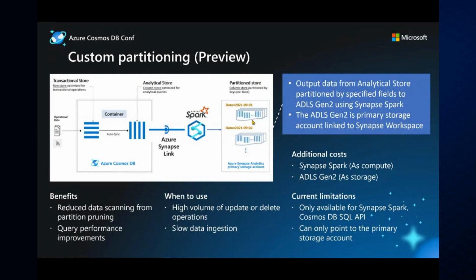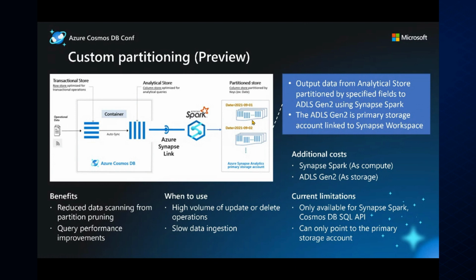Custom partitioning enables outputting data from analytical store, partitioned by specified fields, to Azure Data Lake Storage Gen 2 using Synapse Spark. ADLS Gen 2 is a primary storage account linked to Synapse Workspace. The benefits are reduced data scanning from partition pruning and query performance improvements. When to use? If you have a high volume of update or delete operations and/or slow data ingestion.